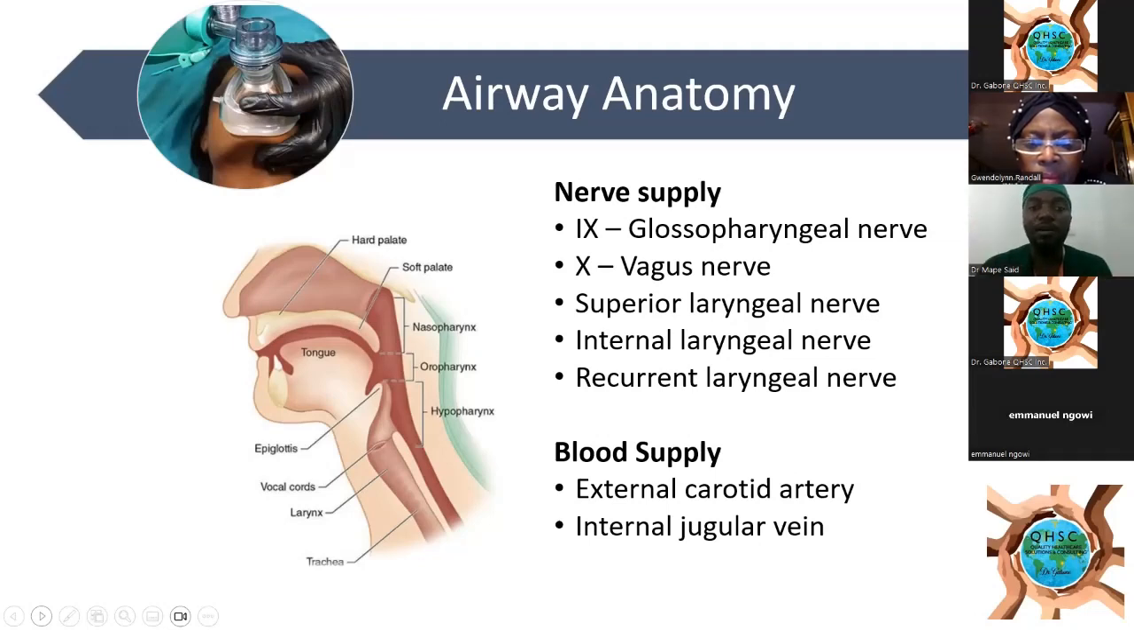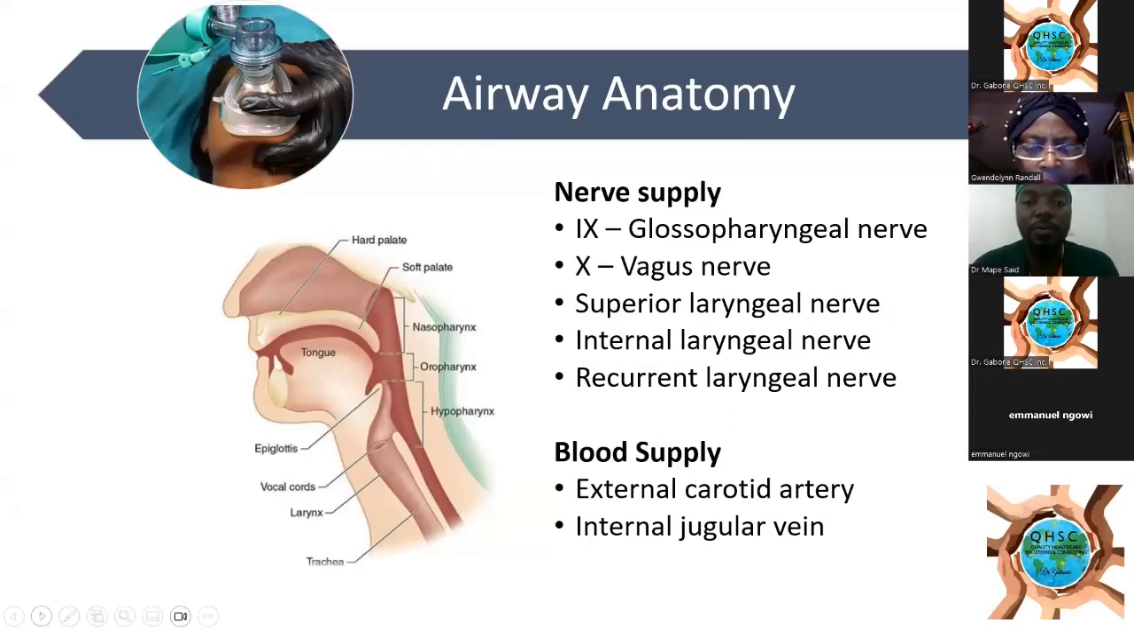So along with the anatomy, these areas are also supplied by nerves, and they are very, very, very sensitive, especially when the patient is not paralyzed. The glossopharyngeal nerve, the vagus nerve, superior laryngeal nerve, internal laryngeal, and the recurrent laryngeal. These all contribute to what is called the airway protective system, which is involuntarily controlled or regulated. That's why you might face difficulties if you want to intubate or you want to use an LMA in your awake patient. These reflexes will not allow it. And also, about the blood supply, these areas are supplied by the external carotid artery and the internal jugular vein.